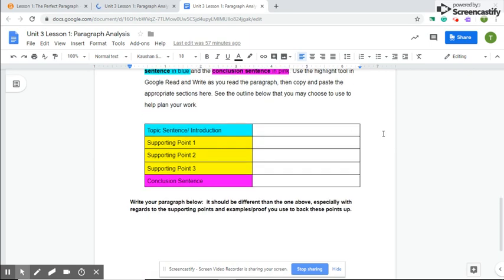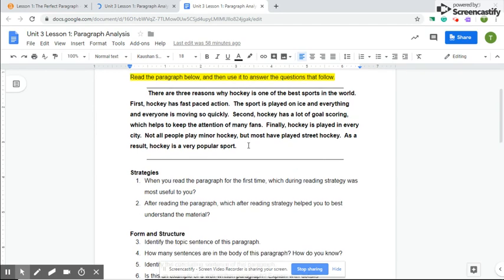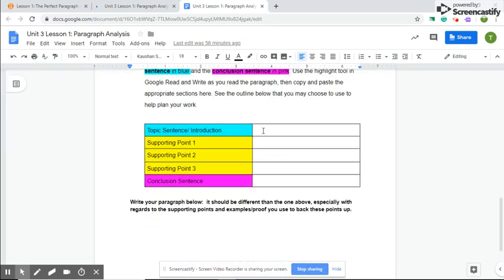You can organize yourself by doing this: before you go and do number 7, take a look and deconstruct the paragraph as it is. You're going to highlight the topic sentence in blue. You can simply go back, highlight the topic sentence here in blue, and then copy and paste it here, in yellow, using your Google Read and Write.